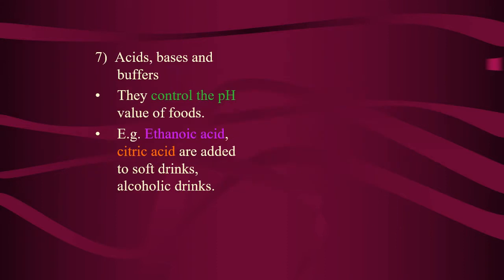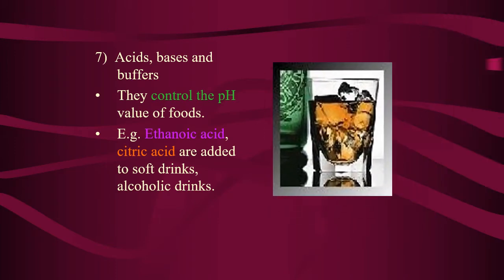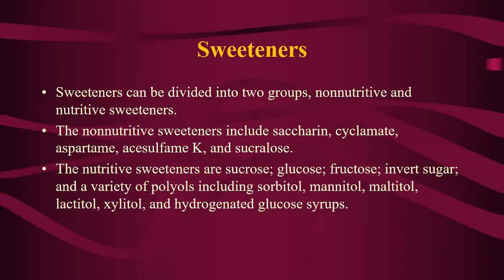Acids, bases, and buffers can also be added to control the pH value of foods. For example, ethanoic acid and citric acid are usually added to soft drinks or alcoholic drinks. Another type of food additive that is always used in the food industry is sweeteners. Sweeteners can be divided into two groups, which are the non-nutritive and the nutritive sweeteners.